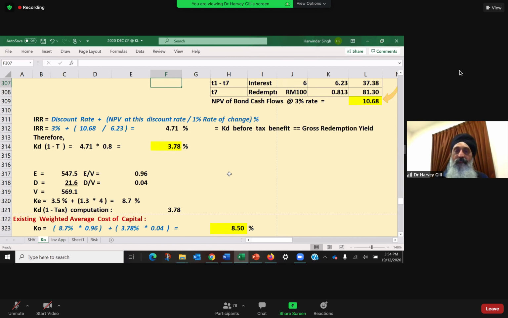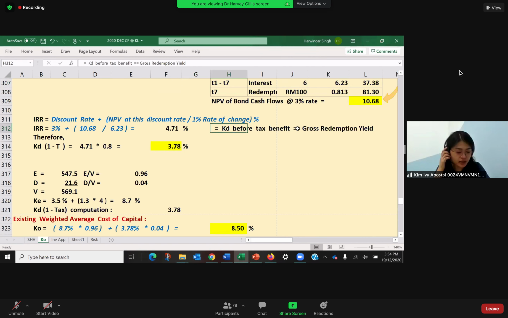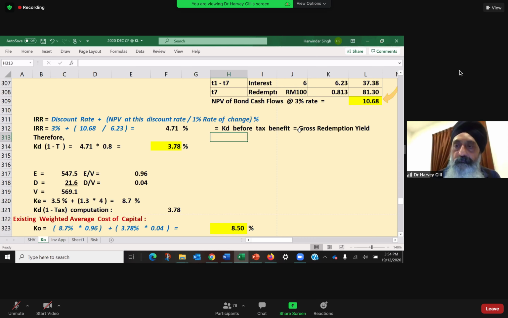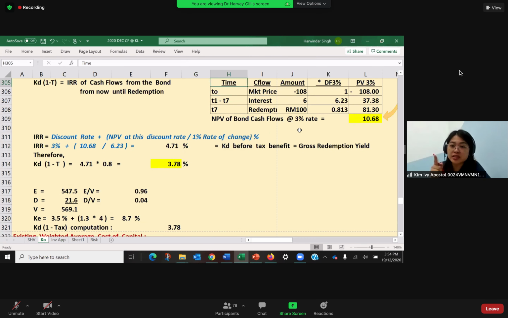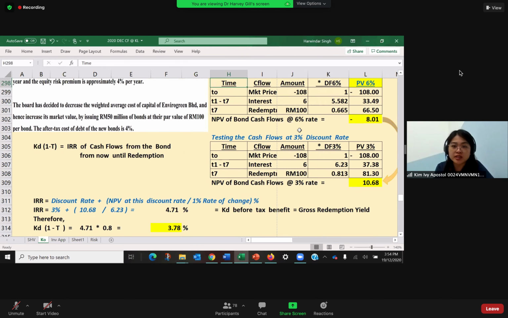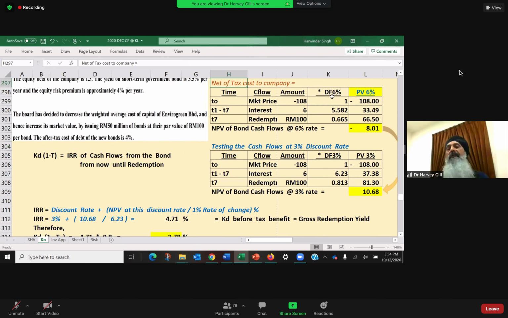Any questions at all? Sir, on the redemption, why has it changed from 0.665 to 0.813 on the tables? It changed from 0.665 to 0.813 because the discounting rate is different.